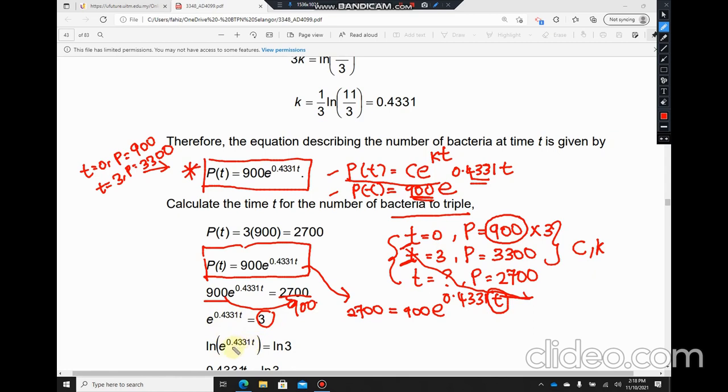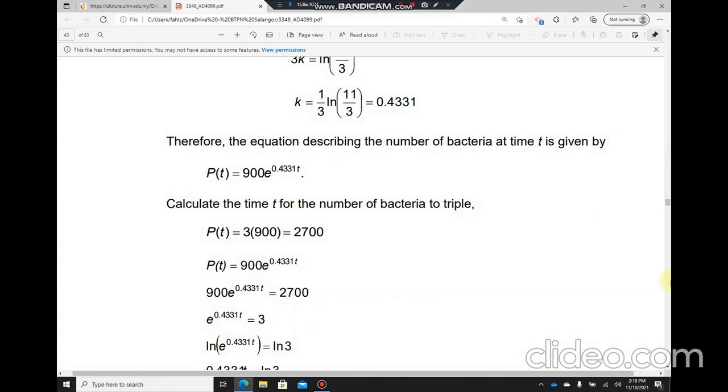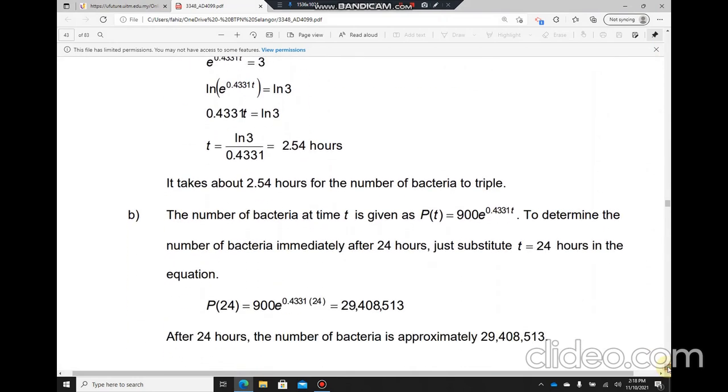So kita nak hilangkan, kita nak turunkan T ke bawah, kena letak ln kiri dengan kanan. Okay, so bila dah letak ln kiri dengan kanan, dia akan dapat 0.4331 T equals to ln 3. So it means that your T is ln 3 divided by 0.4331 equals to 2.54 hours. Okay, so conclusion, it takes about 2.54 hours for the number of bacteria to triple. Maksudnya dia ambil masa 2.54 jam untuk bakteria tu jadi 3 kali ganda daripada initial.